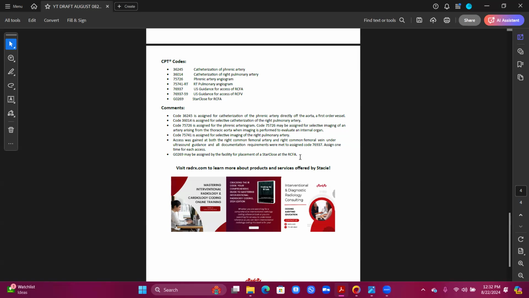You can also use modifier XS, indicating that it is going to be a separate structure. And then if you're coding for the facility, this is on the facility side, you may report G0269 for placement of the Starclose. Okay, so that is the case for this week.